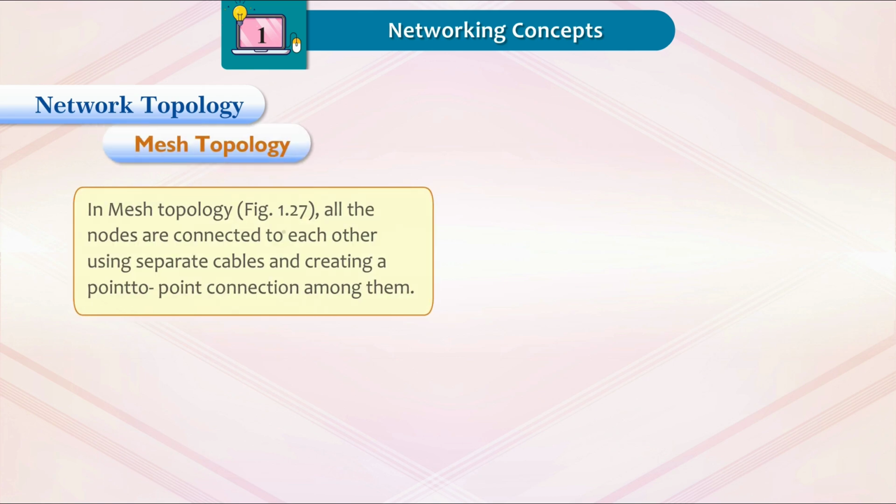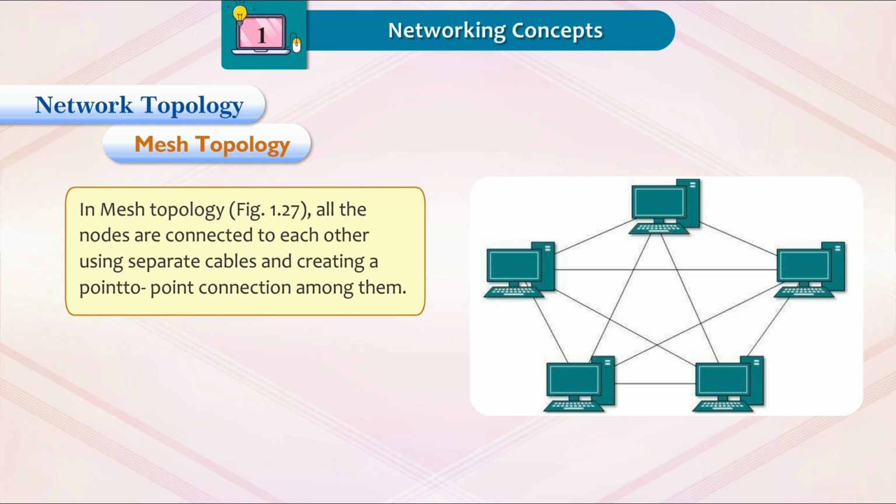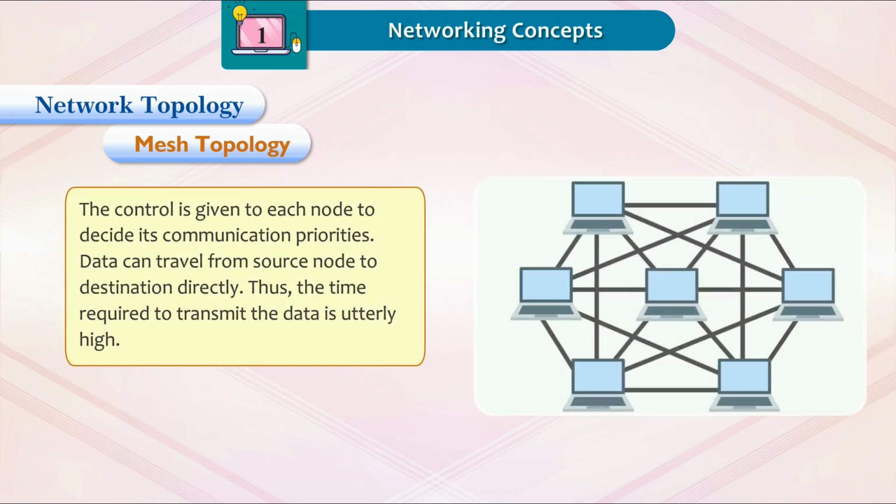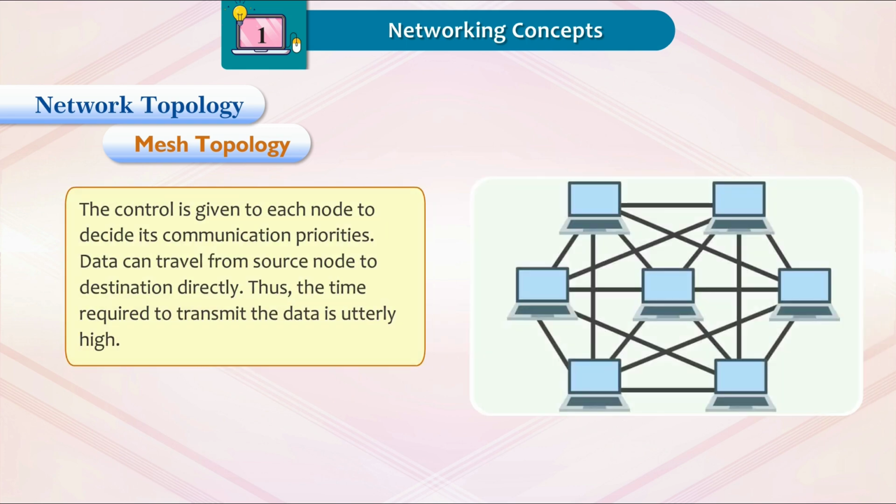Mesh topology. In mesh topology, all the nodes are connected to each other using separate cables, creating a point-to-point connection among them. The control is given to each node to decide its communication priorities. Data can travel from source node to destination directly. Thus, the time required to transmit the data is very low.